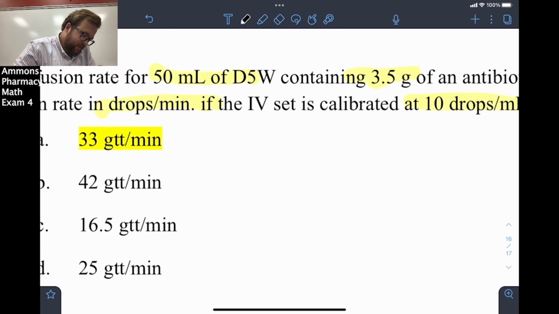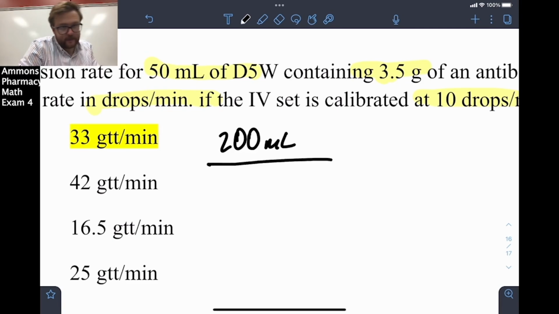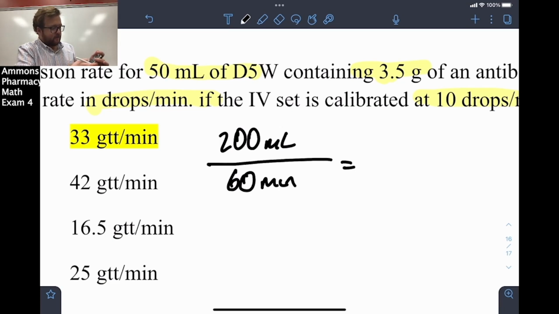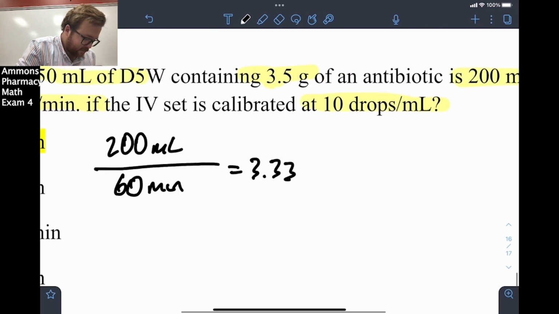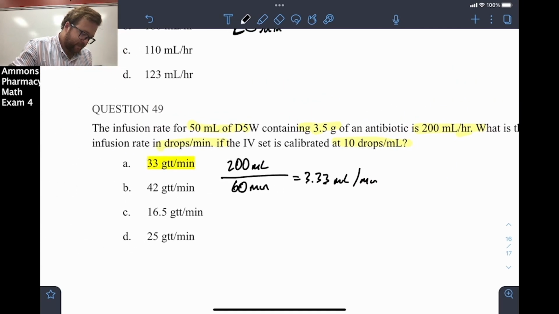Mils an hour. If there is 200 mils in 1 hour, which is how many minutes? 60 minutes. How many mils are going by in a minute? 200 divided by 60 is 3.33 mils per minute.